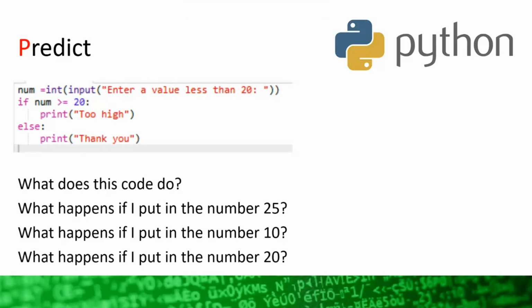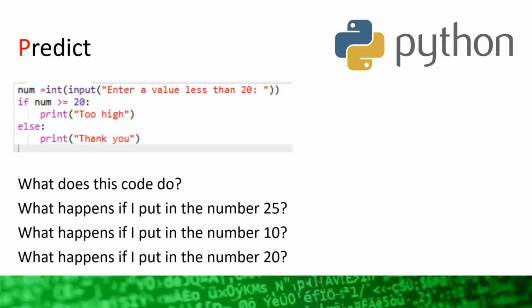The first example I want to do this time around, the predict exercise, is to look at that piece of code. So you've got num equals an int input. Now, hopefully you'll remember what that does from the previous session. An int input, enter a value less than 20, double bracket. And then it says something which we've not done up till now. It says, if num greater than or equal to 20, and then it's indented and says print too high. Then it comes out of the indent and says else, and then it goes print thank you.